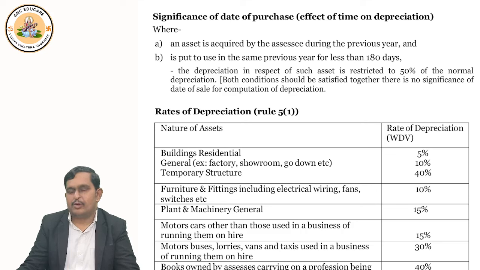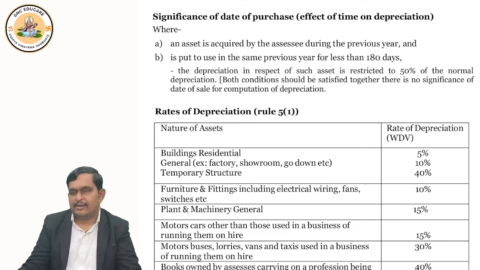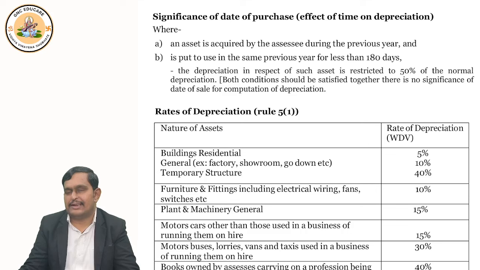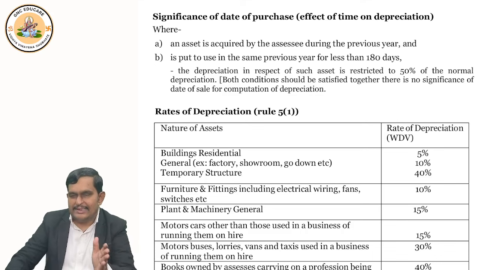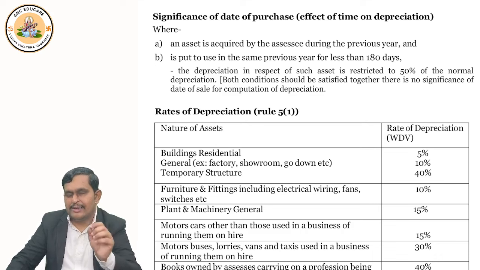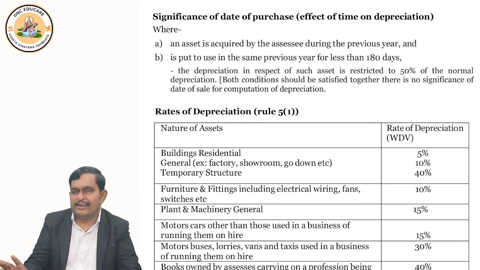Sometimes what happens, you purchase the asset in one year, but in the next year the data is given and they say it was put to use for less than 180 days. Or when you calculate, you realize in the second year it is put to use for less than 180 days. The income tax says don't bother. Income tax says claim full depreciation. So this rule of 180 days is only for the year of purchase. For subsequent years, always claim full depreciation.